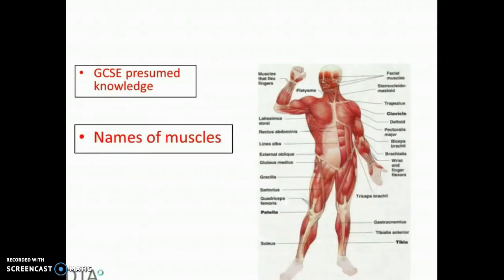In this session we're going to be looking at muscles. There's a certain amount of assumed knowledge from your GCSE, and one of the things you should have checked before is the names of all the muscles. Instead of calling something the calf, we now use a technical term, the gastrocnemius or the soleus. Before your next session, make sure you know the correct terms for each one of the muscles.